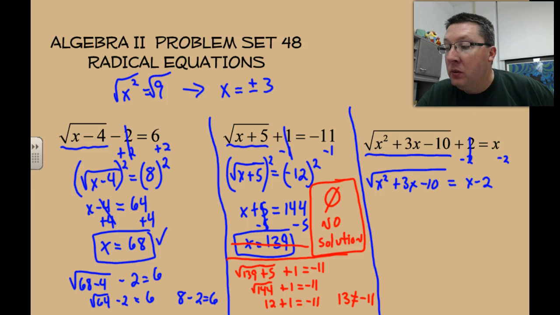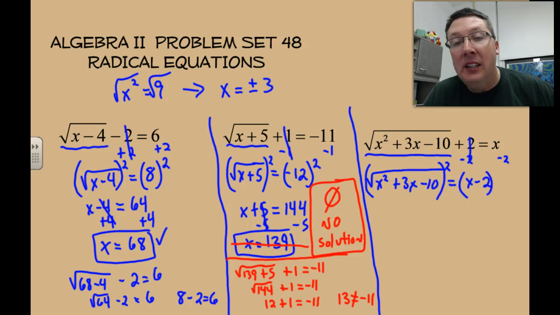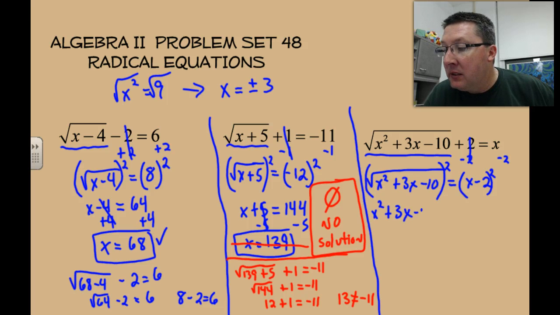Okay, next step. We're going to get rid of the square root, so to do that, we need to square both sides of the equation. Now this is where it's really important that we square the entire side. If you look at the right side, we have x minus 2. When I square that entire side, I cannot just square x and square 2. I'm going to square this entire x minus 2. So when I square the square root, I'm left with x squared plus 3x minus 10. On this right side, x minus 2 squared, I need to take x minus 2 times itself, which means I need to use the FOIL method. And I'm going to multiply that together.